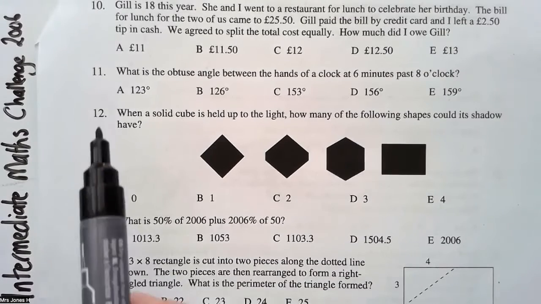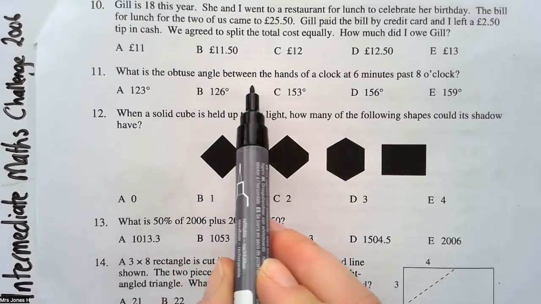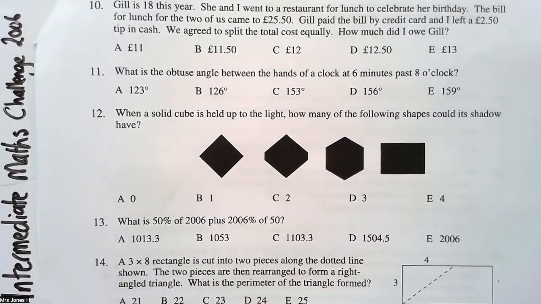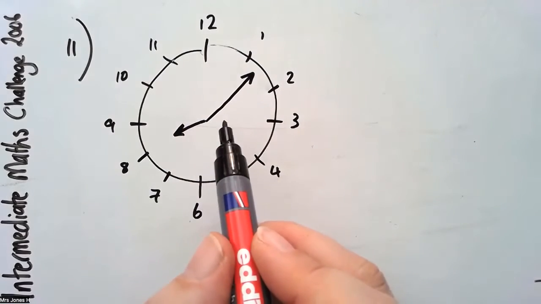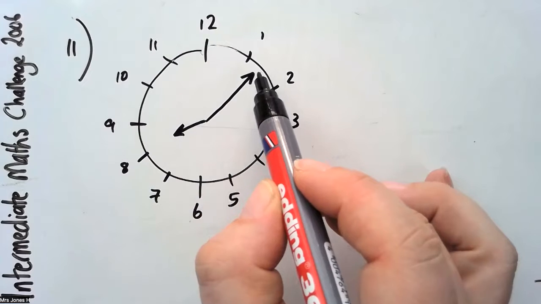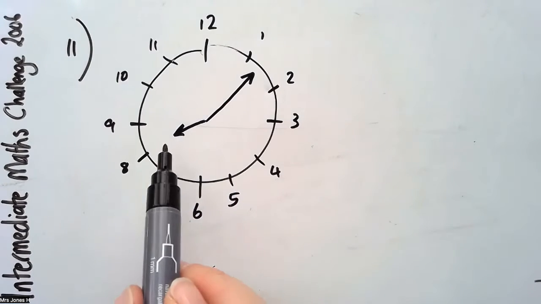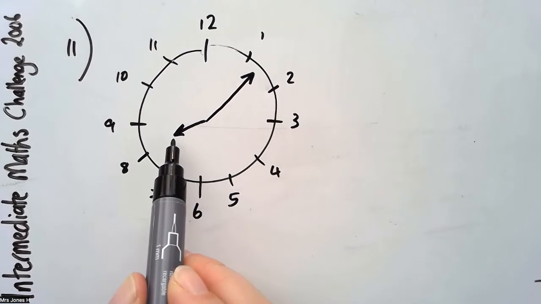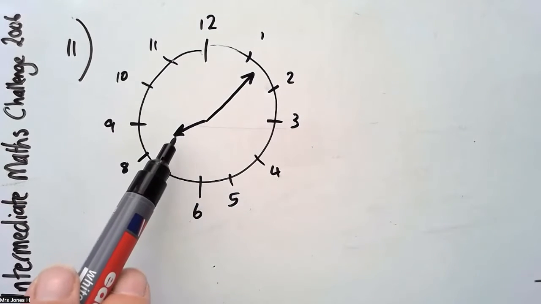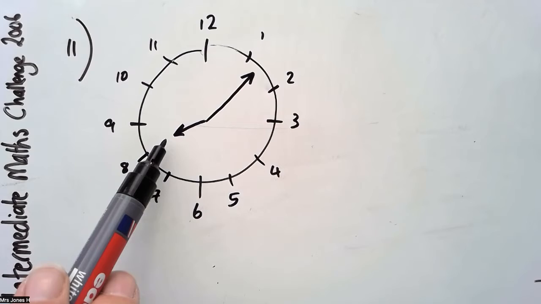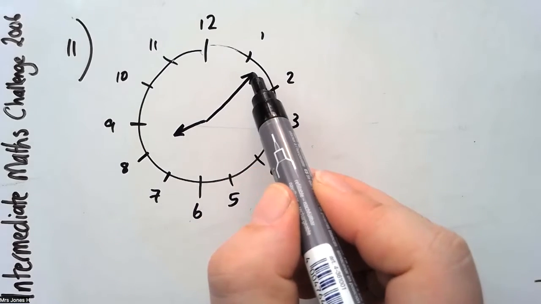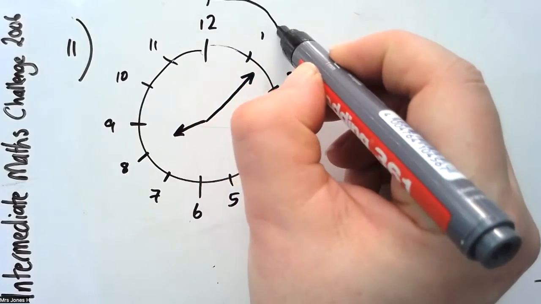Question 11. What is the obtuse angle between the hands of a clock at 6 minutes past 8 o'clock? Now we need to know how many degrees each minute is for the minute hand. But with the hour hand, if you've ever observed a clock carefully, when the minute hand goes round, the hour hand is also going round a little bit every time, and it's in proportion. So when this comes round 6 minutes, this one is coming round 6 minutes.